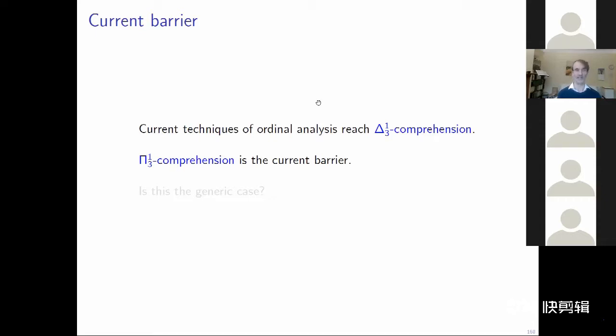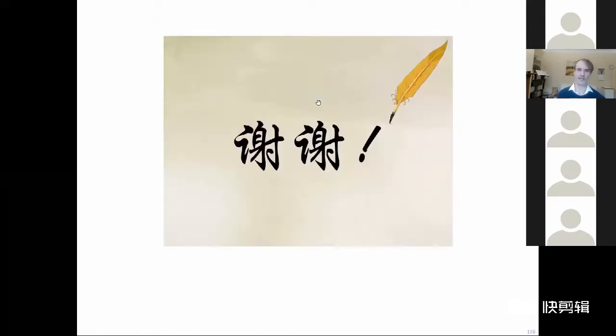Well, Pi-1-4, of course, but it would be strange if we had to climb then to Pi-1-4, Pi-1-5, and so on. Maybe it could turn out that Pi-1-3 comprehension is already the generic case that will tell us how to get an ordinal analysis of full second-order arithmetic. Okay, and here I would like to stop.